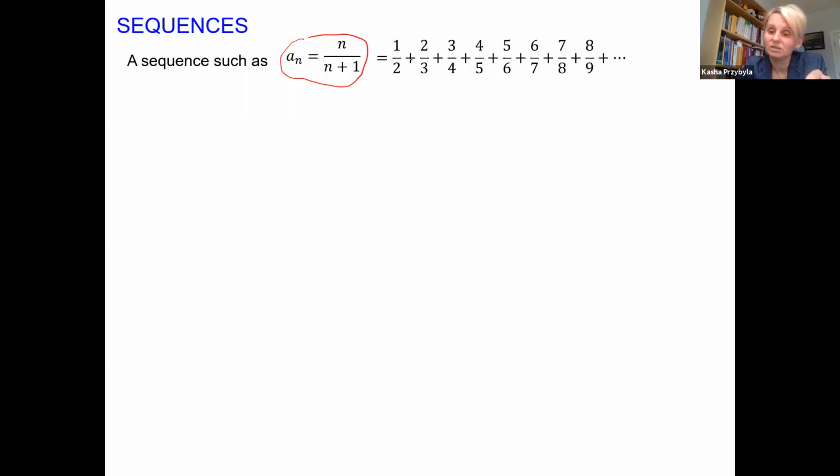Oh, hang on, these are supposed to be commas. Do you remember? I even accented this. Commas, not addition. It's just the terms. That means we have a formula, we have a sequence. Same as with a function, we will try to investigate how they behave.